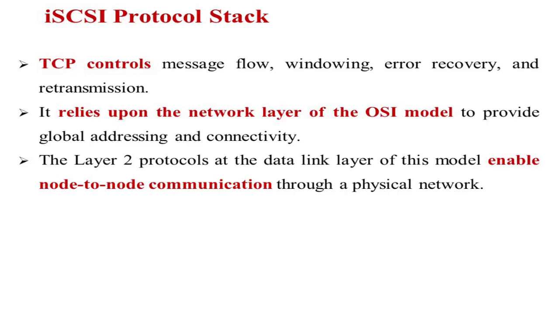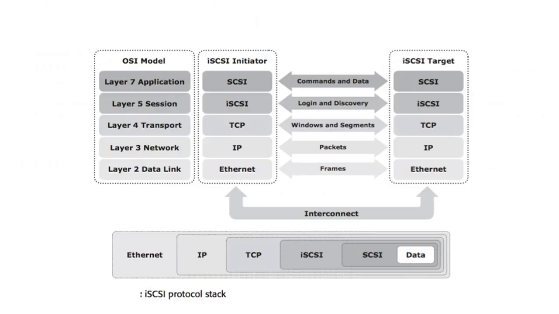We have a diagrammatic representation of the iSCSI protocol stack, where we have the OSI model, iSCSI initiator, and iSCSI target, which are interconnected with commands and data, login and discovery, windows and segments, packets, frames. Then we have Ethernet, Internet Protocol, TCP/IP, iSCSI, SCSI and data, one embedded within the other.